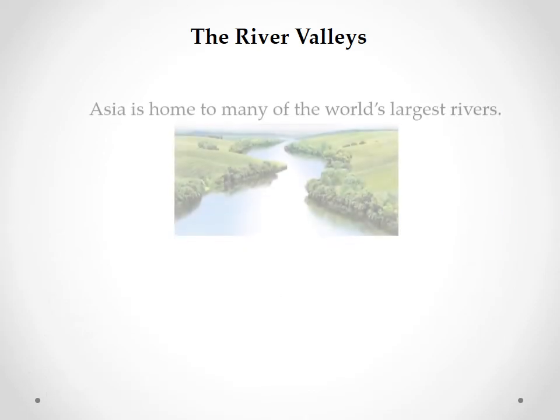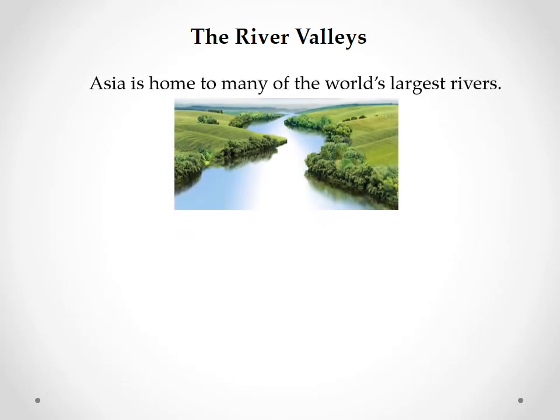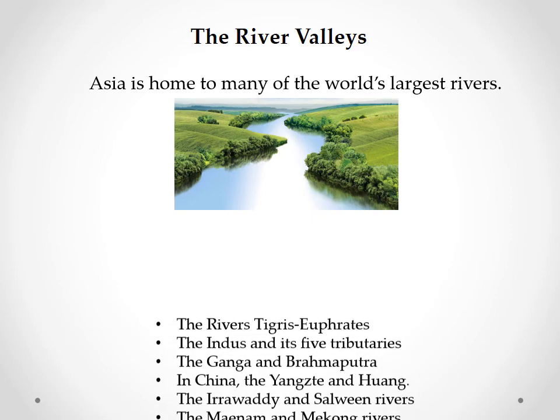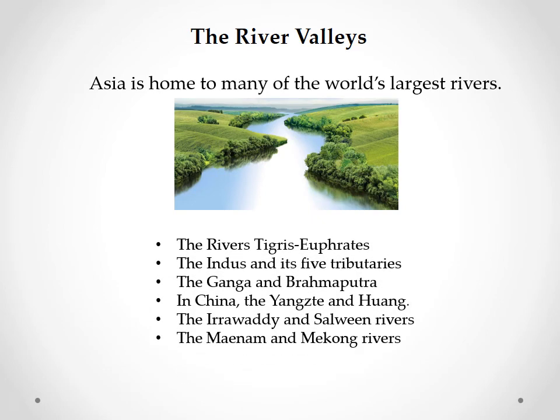The river valleys. Asia is home to many of the world's largest rivers. Over millions of years, these rivers have carved out floodplains and built large deltas entirely from fertile alluvium. The rivers Tigris and Euphrates flow into the Persian Gulf. They have built the Mesopotamian plains of Iraq.